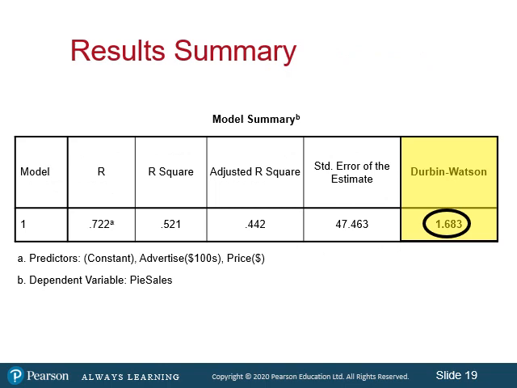When you run your SPSS results, if you have clicked the box called Durbin-Watson, it will give you this number here, 1.683, which is already between 1.5 and 2.5. So we can safely conclude we don't have a problem called autocorrelation.